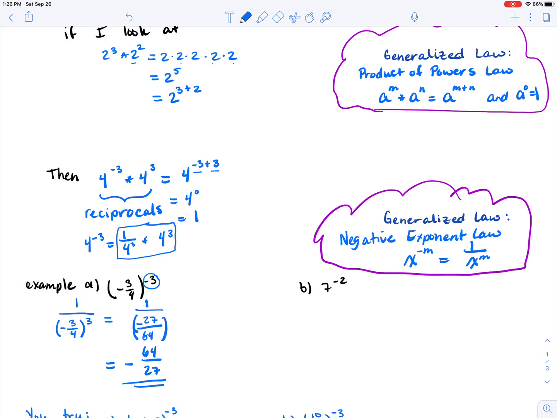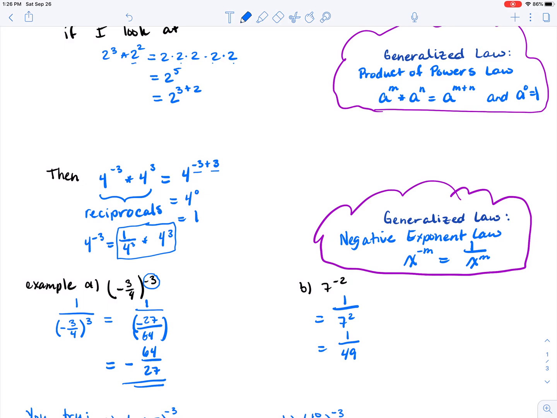Now let's look at 7 to the negative 2. I'm going to write it as 1 over 7 squared, and I know that 7 squared is 49, so it's 1 over 49.